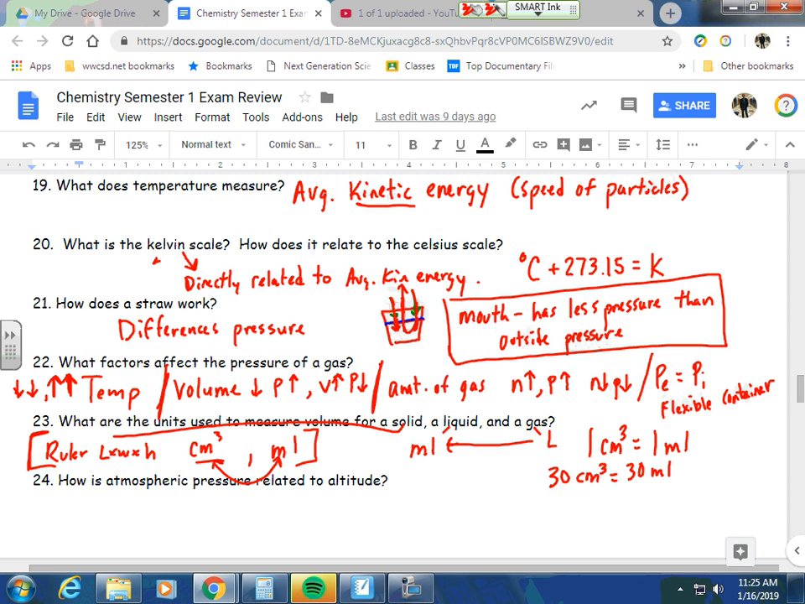All right, how is atmospheric pressure related to altitude? This is another inverse relationship. Okay, so if altitude increases, so the higher we go up, the less air there is above us, which means the atmospheric pressure would be less. All right, if I go lower, like down to sea level, the pressure is actually greater because there's more air above us. So the atmospheric pressure is much different along the coast than it is in, say, Denver, which has a higher altitude.